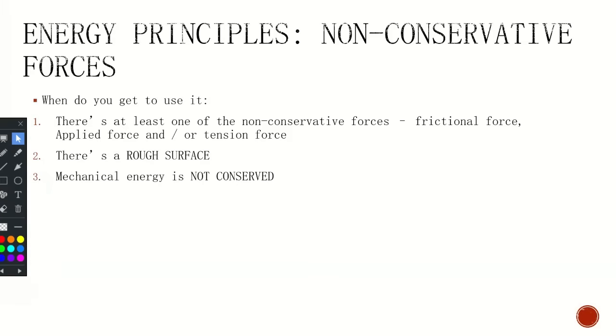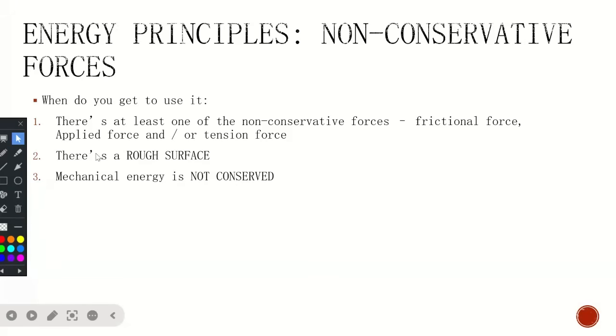Remember, what is our non-conservative force? It's a force for which the work done in moving an object between 2 points depends on the path taken. And we did mention the examples: frictional force, applied force, and tension, right? So there must be at least one of these. You can have all three present, or only two of those, or only one, right? But there must be at least one of these present there.